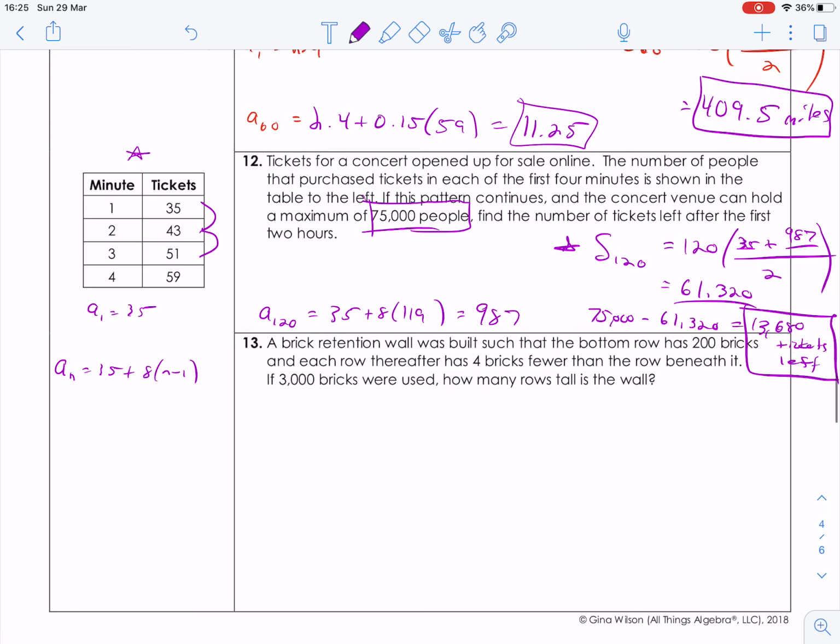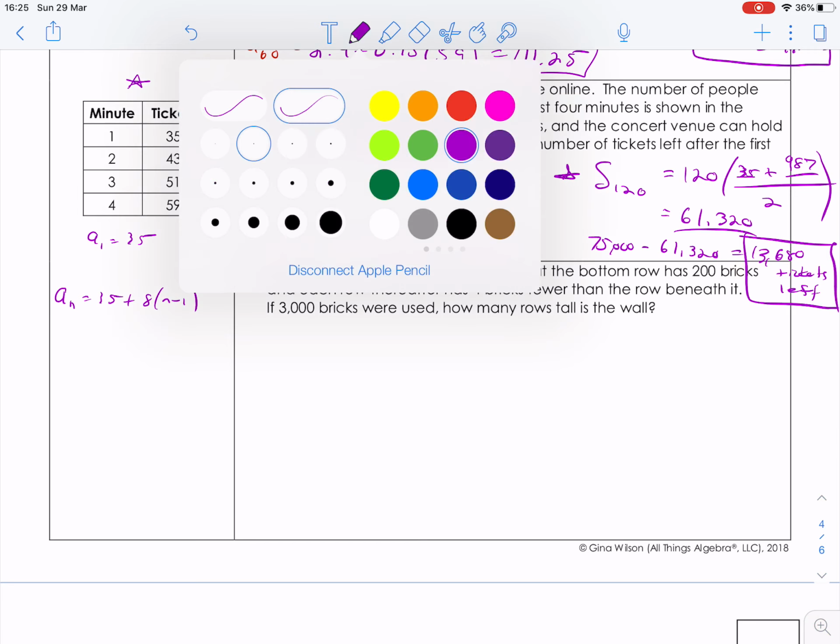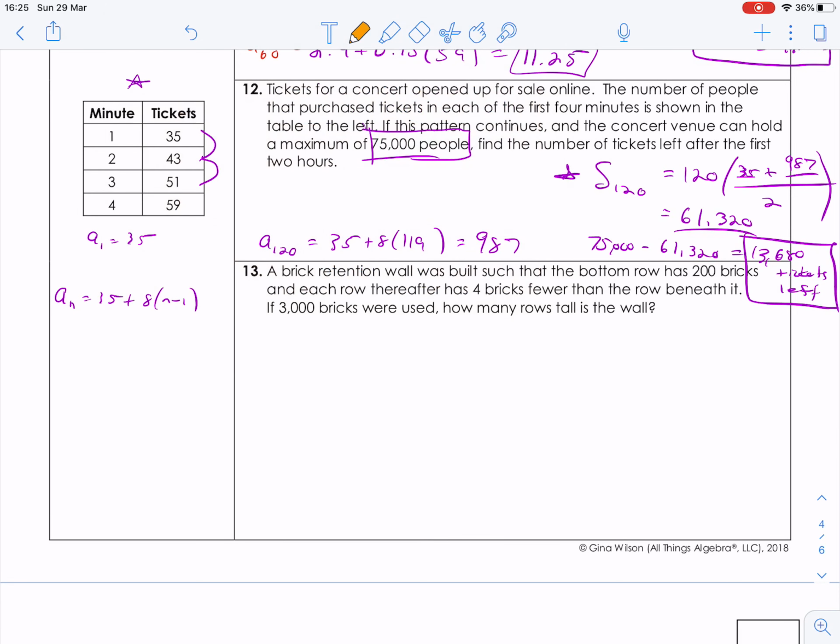There we go. Cool. Next, last problem. A brick retention wall was built such that the bottom row has 200 bricks, and each row thereafter has 4 bricks fewer than the row beneath it. Okay, if 3,000 bricks were used, how many rows tall is the wall?